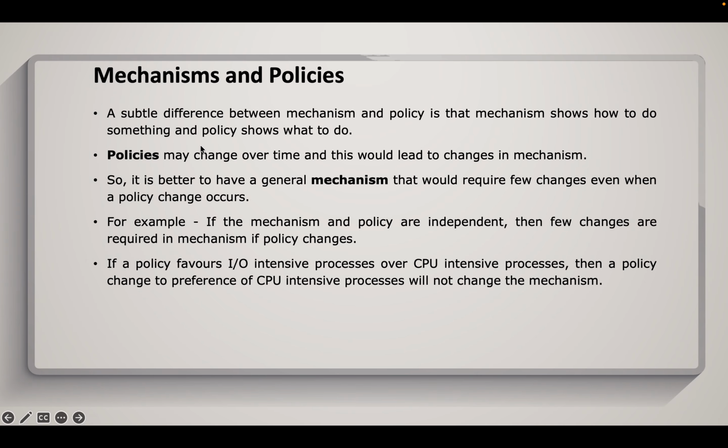Mechanism and policies. Policies may change over time, whereas mechanisms change very little even when the policy changes. For example, if a mechanism and a policy are independent, then few changes are required in the mechanism if the policy changes. Mechanism shows how to do something and policy shows what to do. Policy means what to do, mechanism means how to do.